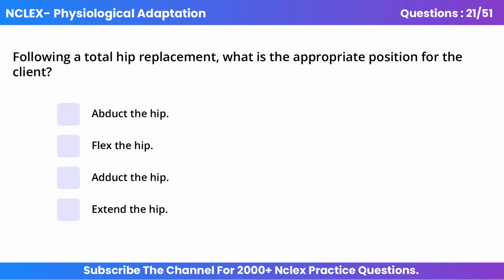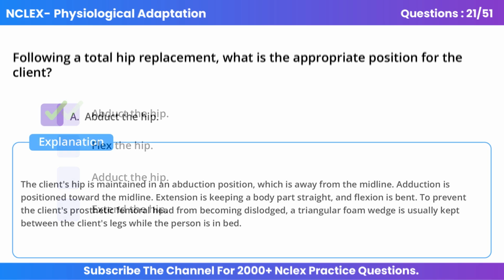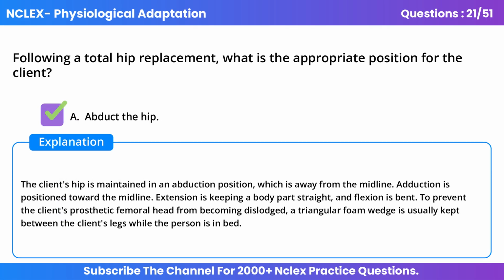Question 21. Following a total hip replacement, what is the appropriate position for the client? A. Abduct the hip. The client's hip is maintained in an abduction position, which is away from the midline.